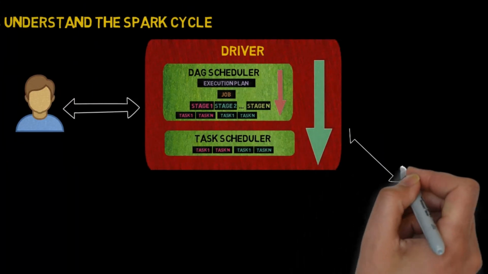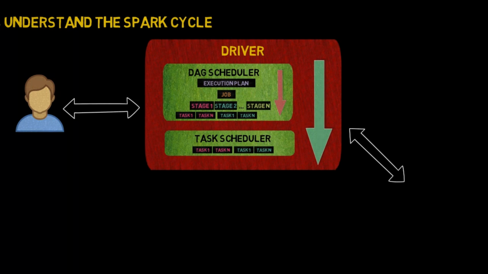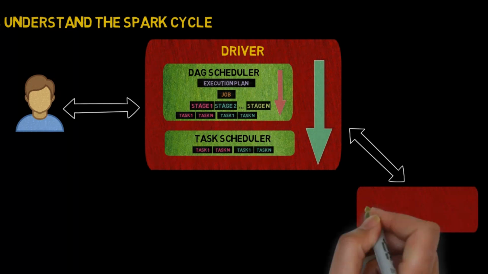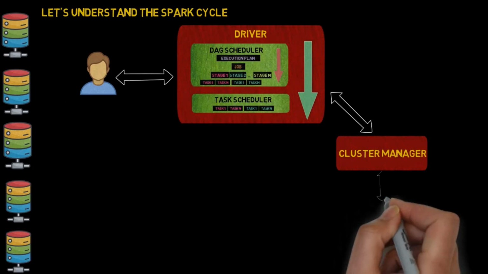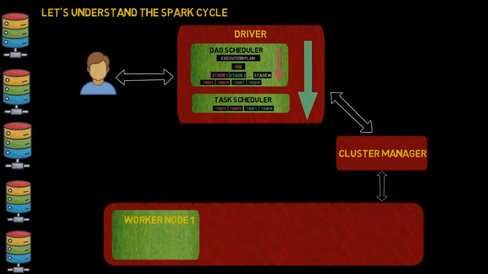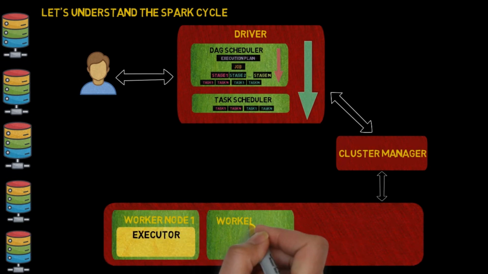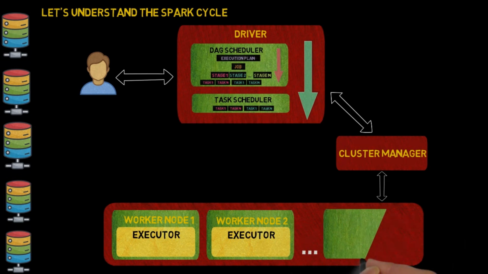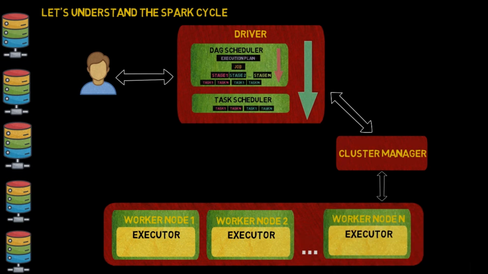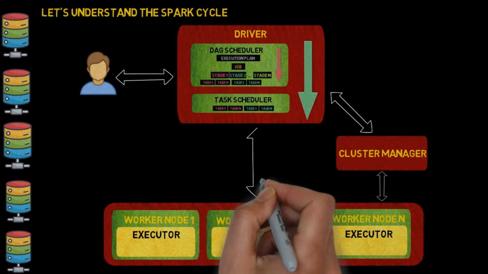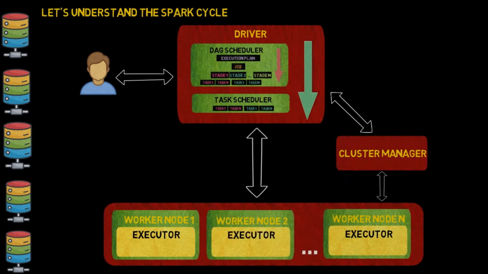When the code is ready for execution, the driver requests resources from the cluster manager for resource allocation. The cluster manager checks for available resources, allocates the required resources, and informs the driver. Upon confirmation from the cluster manager, the driver establishes direct communication with the nodes. The cluster manager monitors the nodes and manages node health, replacing failed nodes and adjusting the number of worker nodes as needed based on task complexity.